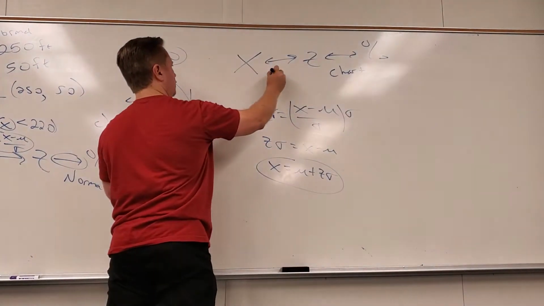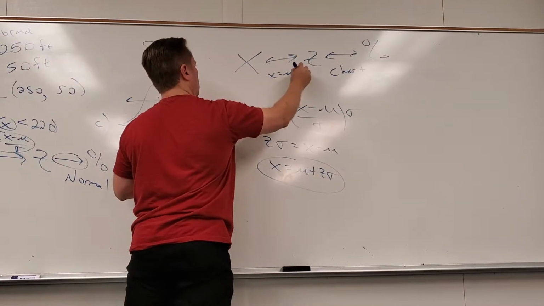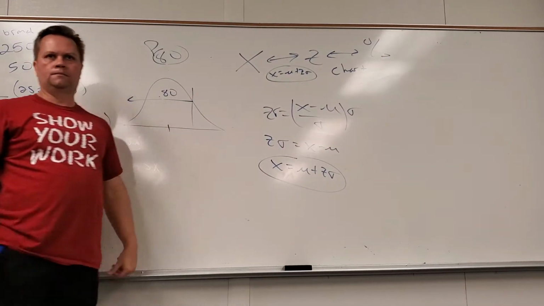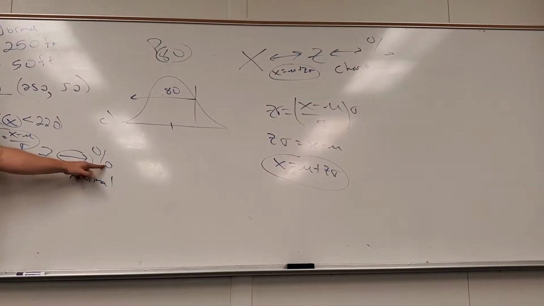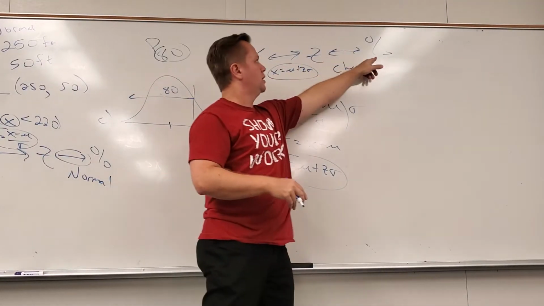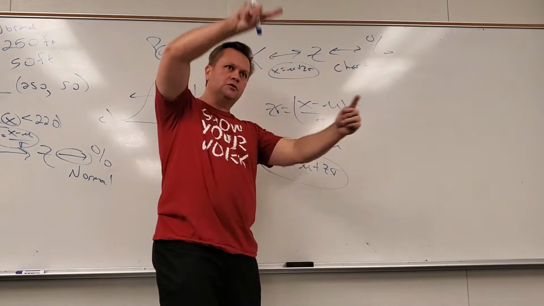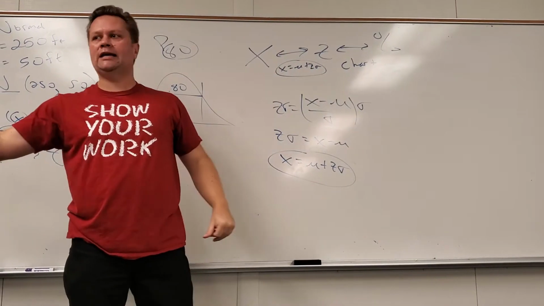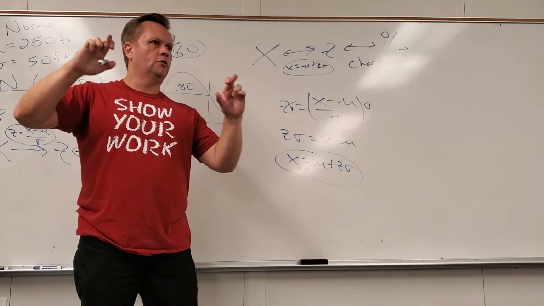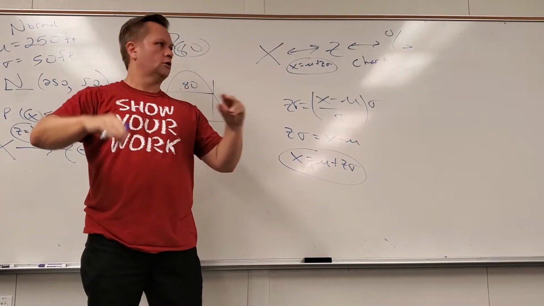So then I would use this formula to convert backwards. I use the formula to convert from x to z, and then I look up the chart to get the percentage. If I start with the percentage, I look it up in the chart backwards, and then I use the formula backwards, because I'm trying to get back to x. Hopeful, hopeful, hopeful. So how do you do this problem?